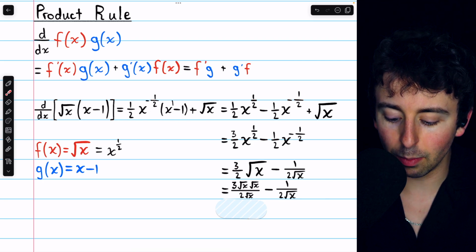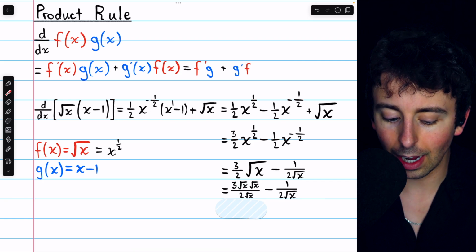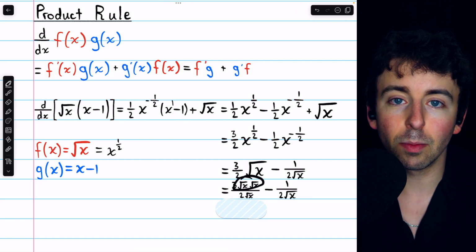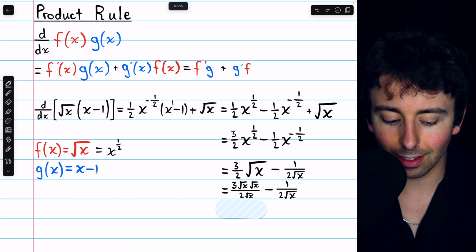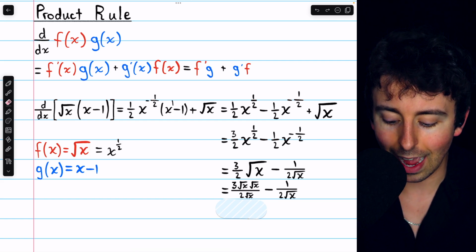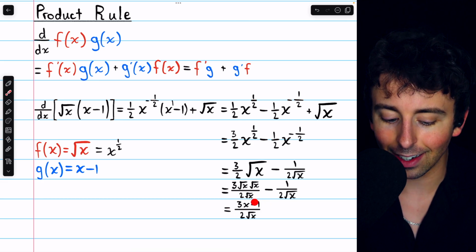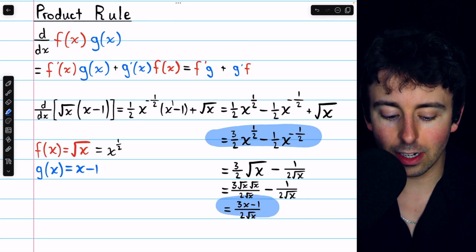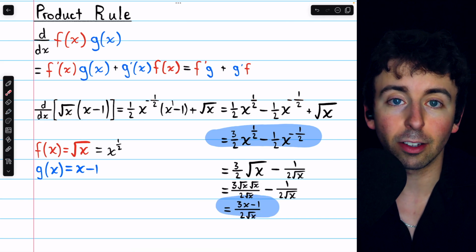So we have 3 times root x over 2, and then we multiply it by root x over root x. Now in the numerator, root x times root x, that's just x. So then we would have 3x minus 1 all over 2 root x, and that looks like that, which is a pretty nice final answer. So either way you want to write it, that's the derivative of root x times x minus 1.